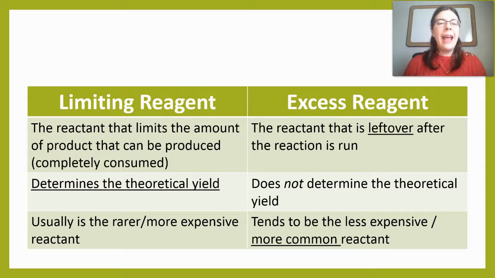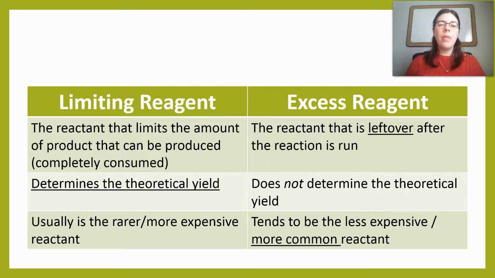Okay, so now I want to go ahead and define this idea of the limiting reagent and the excess reagent. The limiting reagent is the reactant that limits the amount of product that we can produce. So at the end of the reaction, it is completely used up. We don't have any more, which is why the reaction stops. The excess reagent is the reactant that is left over after the reaction is run as far as it can go, but has run out of something else, so we have a little bit extra left over of the excess reagent. The limiting reagent determines the theoretical yield, whereas the excess reagent does not determine the theoretical yield or how much we can make.